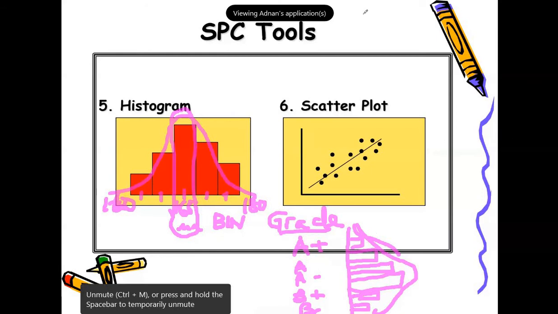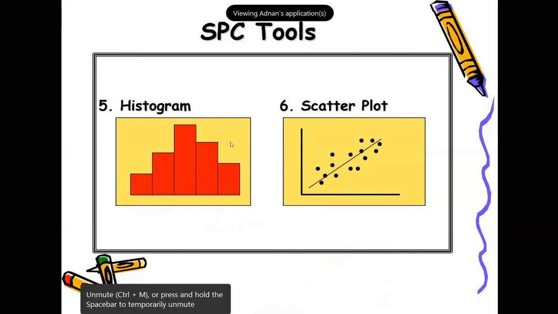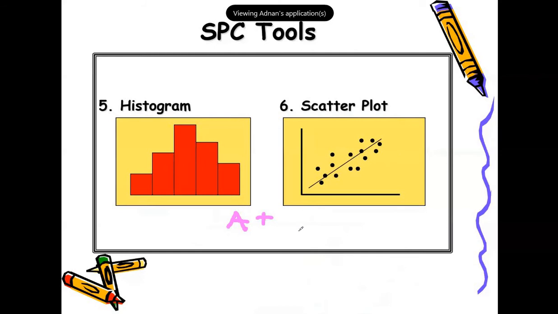What is the grade for A plus? Okay, what is the grade for A class? A plus? Okay, Iqbal, what is the range for A plus? 90 and above. Okay, 90 to 100, right?